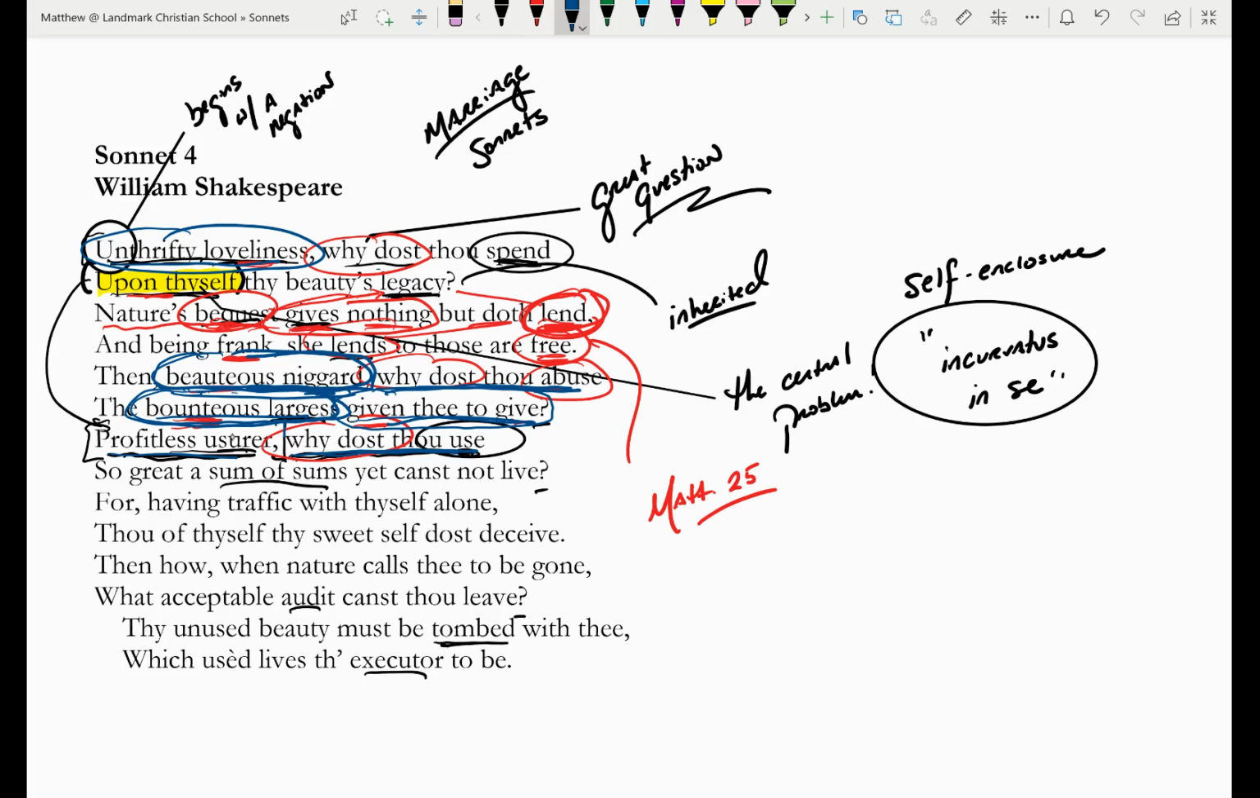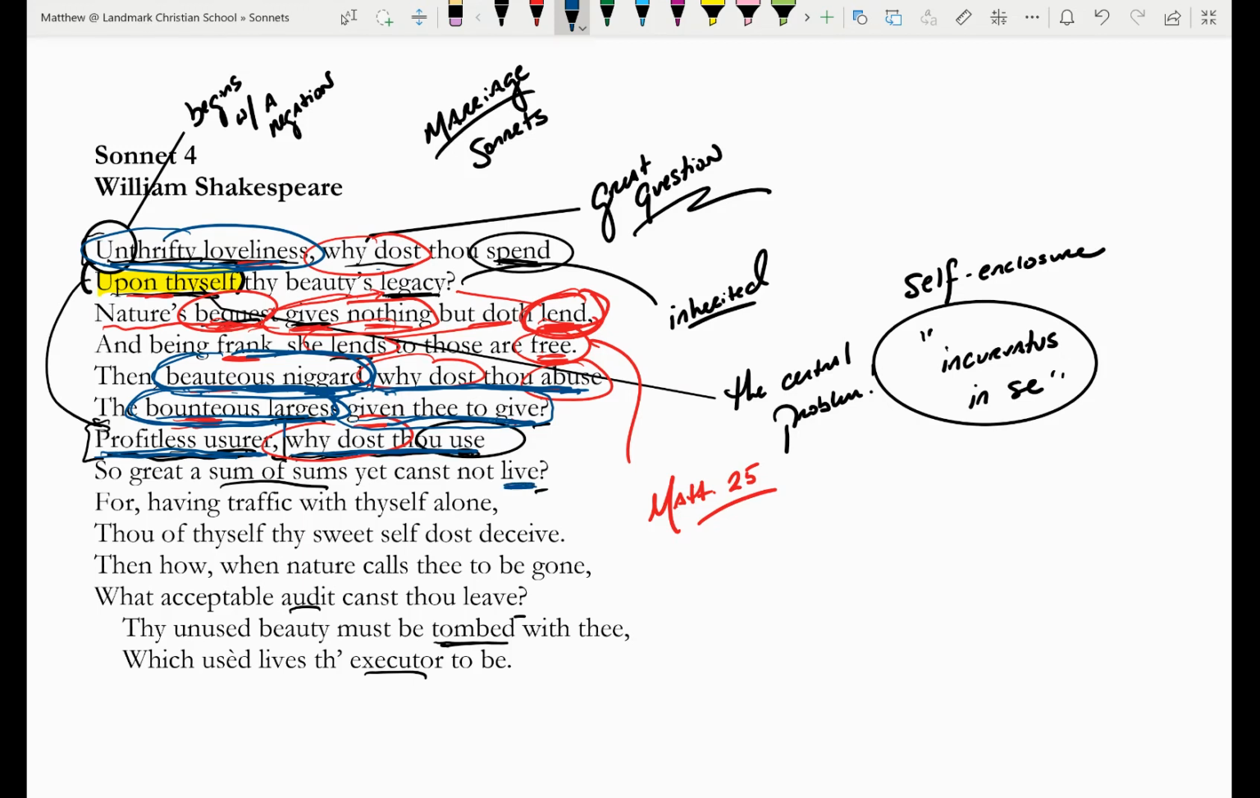Why dost thou abuse the bounteous largesse given thee to give? It's an abuse of the gift when it is not given to others, when it is not multiplied and expended. Profitless usurer, another 6-syllable term, just like this one, unthrifty loveliness, profitless usurer. Why dost thou use so great a sum of sums, yet canst not live? So the irony there is that you use a sum of sums. You're spending and spending and spending, but because you're spending it on yourself, you can't live.